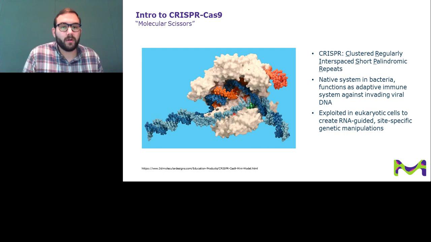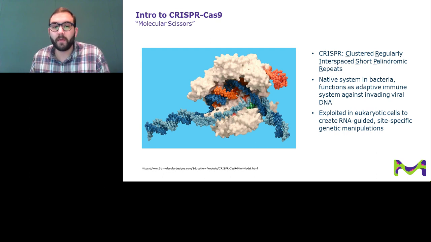CRISPR stands for clustered regularly interspaced short palindromic repeats. But what does that mean? It's a native system found in many bacterial species that functions as an adaptive immune system against invading viral DNA. In the native bacteria, CRISPR systems identify past invading foreign viral DNA and cleave it, rendering it harmless. But this cleavage has been exploited in eukaryotic cells to create RNA-guided site-specific genetic manipulations.